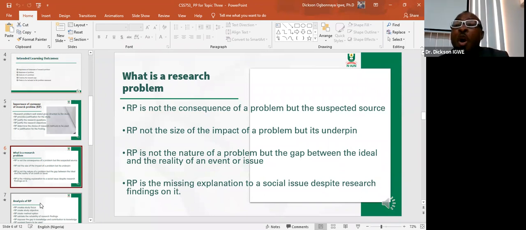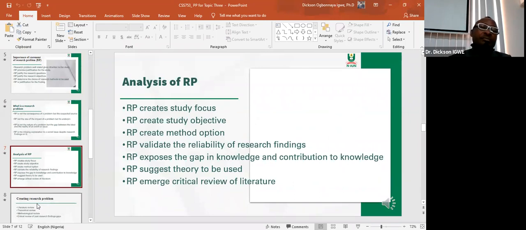Research problem is the missing explanation or the missing gap to a social issue, despite research findings on the same issue. In analyzing research problem, we all know it creates focus for the study. Without a research problem, the study will have no focus. It is when you have carefully crafted your research problem that the research will get a focus to examine this and that, A and B. It is the research problem that actually creates the research objective. When there are research questions, the objective of that researcher becomes to answer those questions.